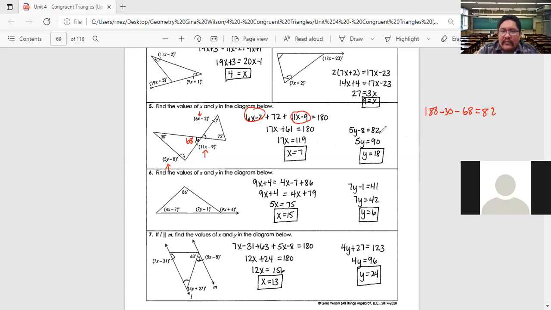So anyway, they set that equal to 82 because they know these two are 82. So whatever's left over must be what you're looking for. And that's how we get y equals 18. All right, so go ahead and move down to here, and let's see how they got this one.